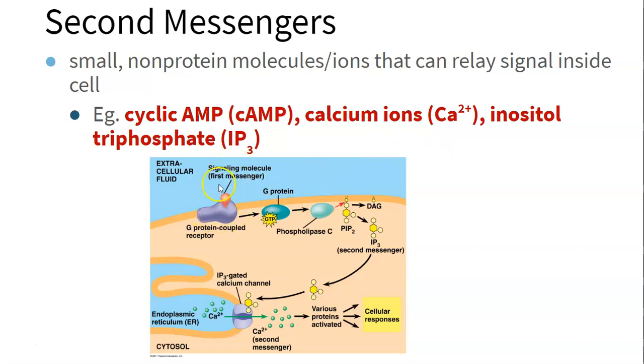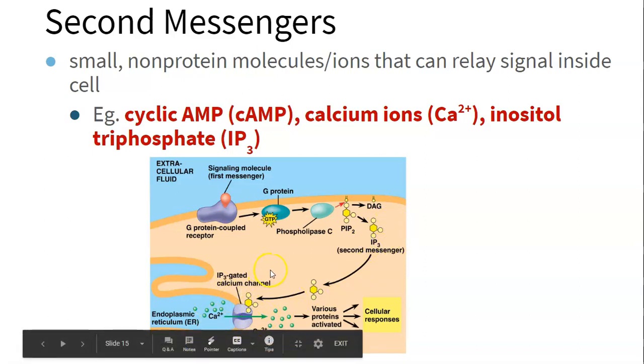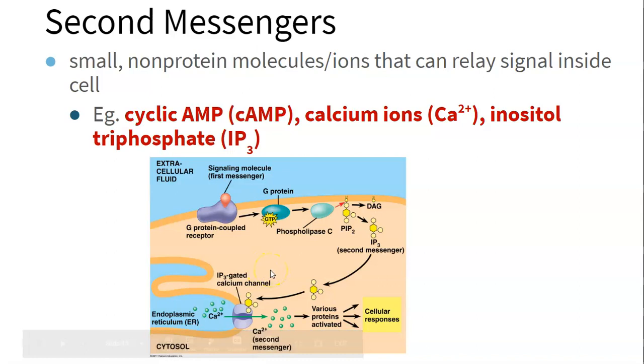You have your initial signaling molecule. The first messenger is the ligand, and it binds to the G protein coupled receptor, and you get some activation, and you create IP3. Now that is called a second messenger because it can then travel to, let's say, the endoplasmic reticulum, and it acts as a ligand to a calcium channel. So it's called a second messenger because it wasn't the first, but it can trigger a separate cellular response downstream.